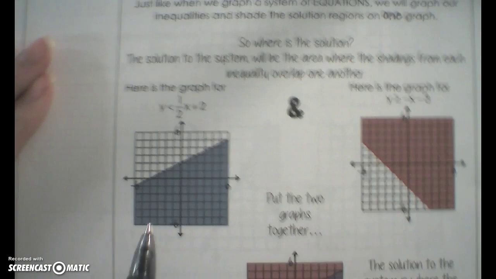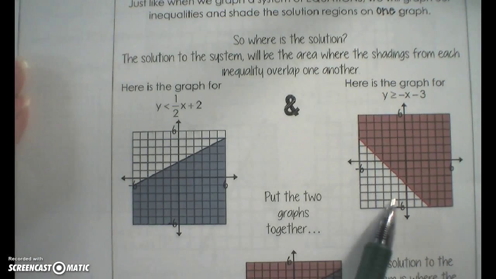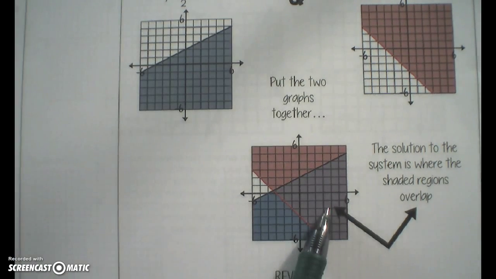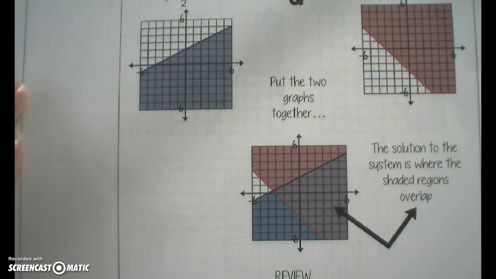Let's take a look at, here is this graph on the left, here is this graph on the right, and if we put the two graphs together, we can see where the shading overlaps, and that is our solution region, which is basically what we're looking for.